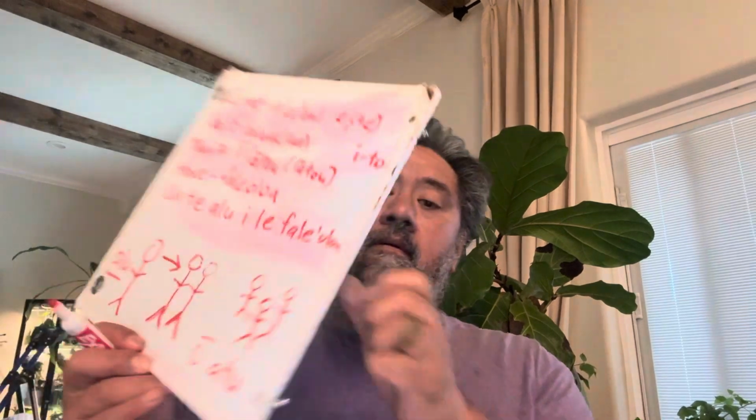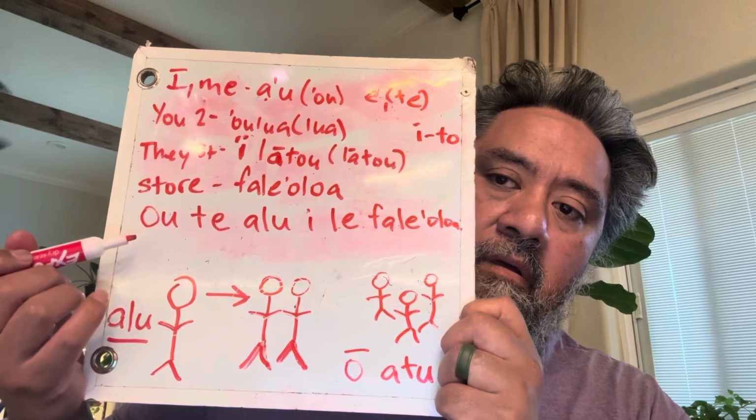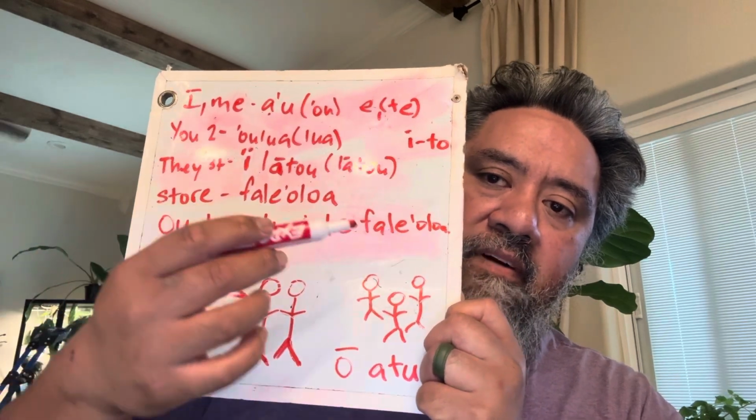So if you want to say, let's use, I go to the store, normally I would say, o te alu i le faleoloa. So you have o te alu i le faleoloa.